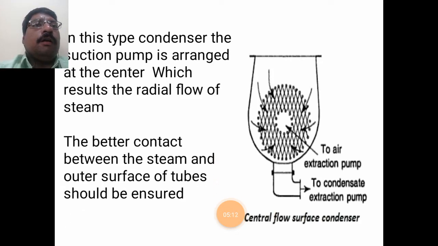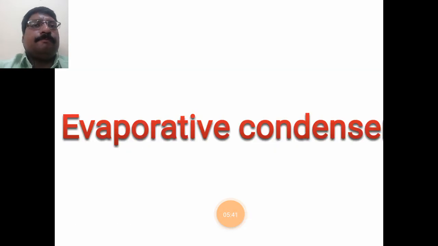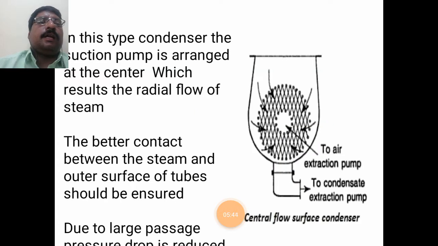For better contact between the steam and the outer surface of the tubes, proper space has to be provided for the rushing of the steam between the tubes. Due to the large passage, the pressure drop is reduced, and the steam enters the central section, where it is condensed, and the condensate is removed by the condensate extraction pump. This is the center flow type condenser.